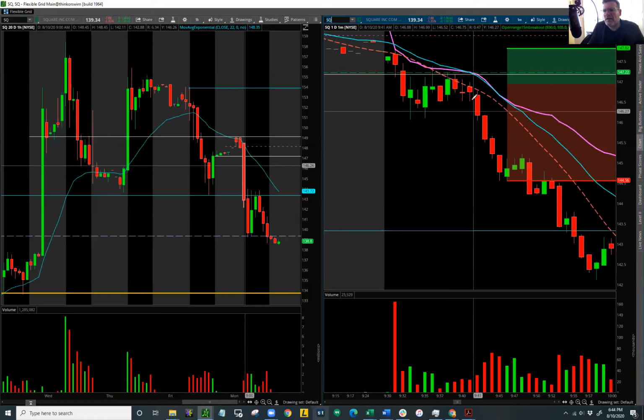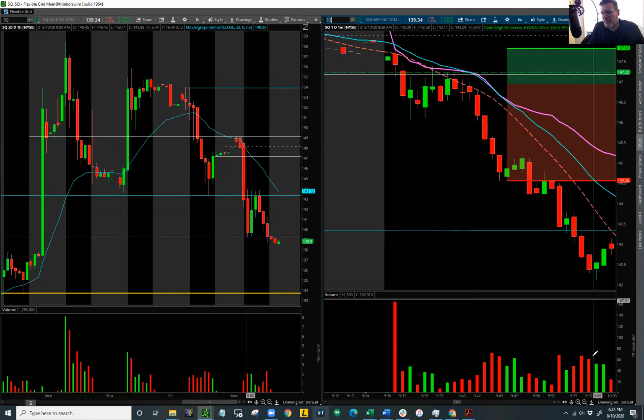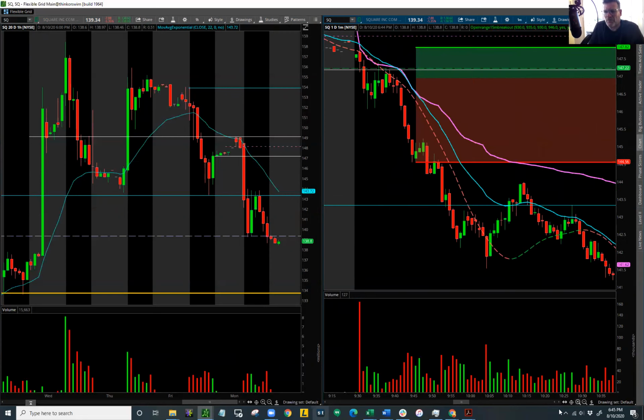So 147.18 is where we were looking for the break here in Square. Took half off at 143.27, so that's right down here at the prior day's low. Okay, right around here. So let's zoom out a little bit. You can see I took a little out in here, and then the stock went further, and then we had this nice engulfing candle, and then back in this congestion, I got rid of the other half right in here.